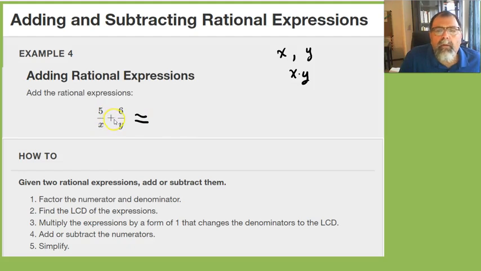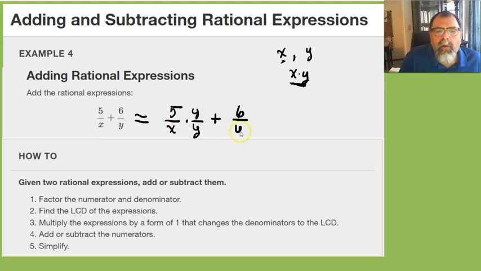Okay, so we're going to multiply each expression by a form of 1 that changes the denominator to the LCD. This is what we want. So the first fraction, this is the way I think of it. I look at the factored form and I'm looking for xy. I already have the x, so I need to put in a y to get the common denominator. And you have to multiply by 1, so this is y divided by y, which is 1. Don't cancel it because we're trying to build the common denominator.